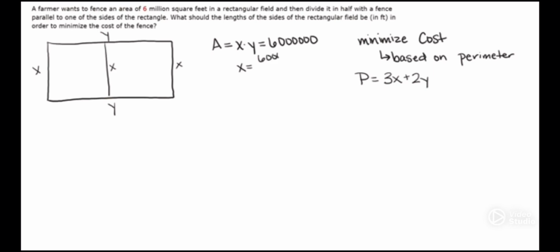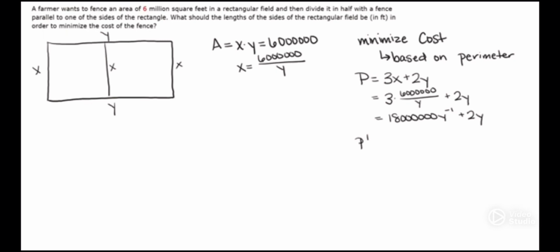And so we can rewrite this original area equation as x equals 6 million divided by y. And so what we can do from here is we can try to find our y value. So we can rewrite this as 3 times x. Well, instead of x, we'll be using the representation of it, which is 6 million over y, plus 2y. And so we can multiply that numerator by 3, giving us 18 million over y, or we can rewrite it as 18 million y to the negative 1, plus 2y.